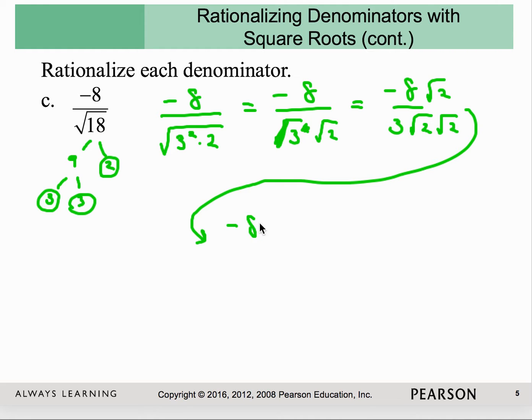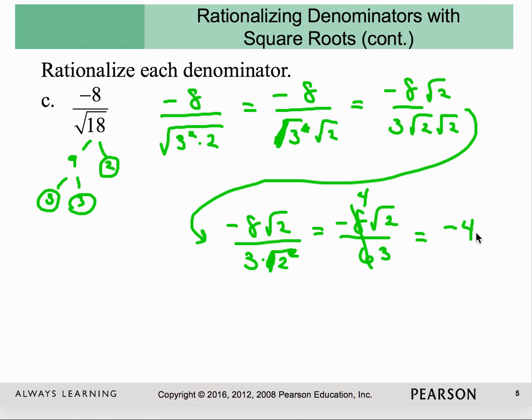Okay, so -8 square root of 2 over 3 times square root of 4, right, or 2 squared. So -8 square root of 2 over 6, and then this will reduce. So finally we have -4 square roots of 2 over 3.